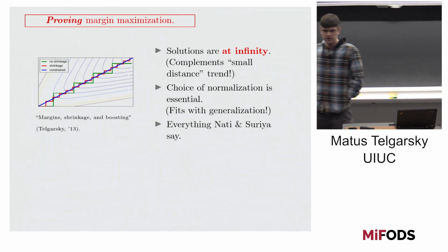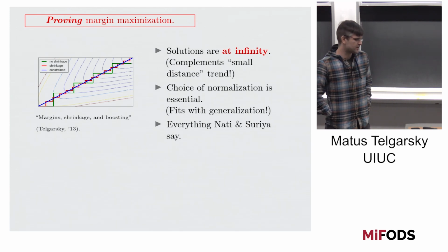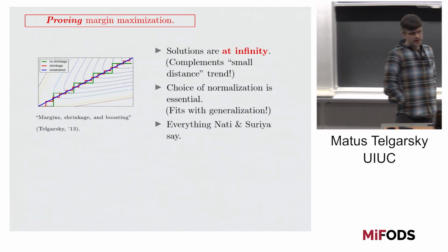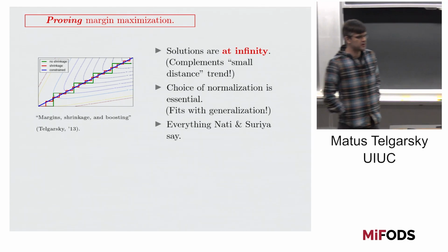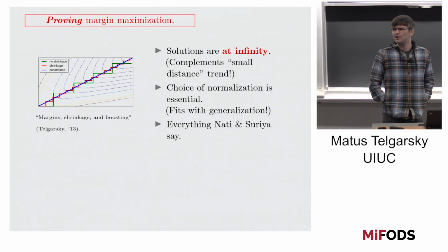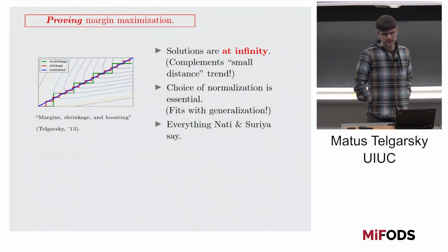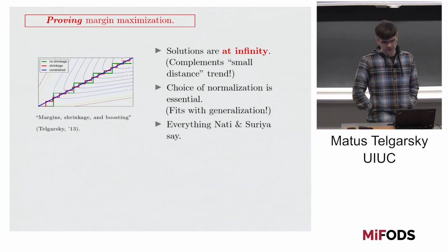Also, there's this question of can you prove the algorithm does margin maximization? You can prove that you get the exact margin maximizer in the case of boosting or coordinate descent. But there the question of normalization was much more simple. You can just do norm duality, and it's a linear predictor after all. So in that case, the normalization was much simpler.